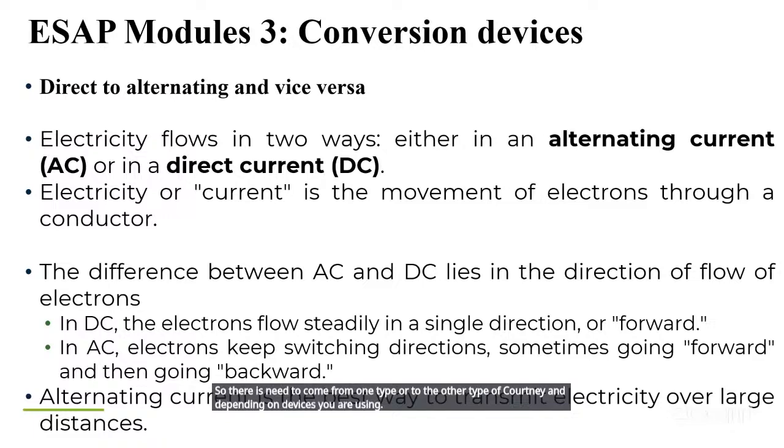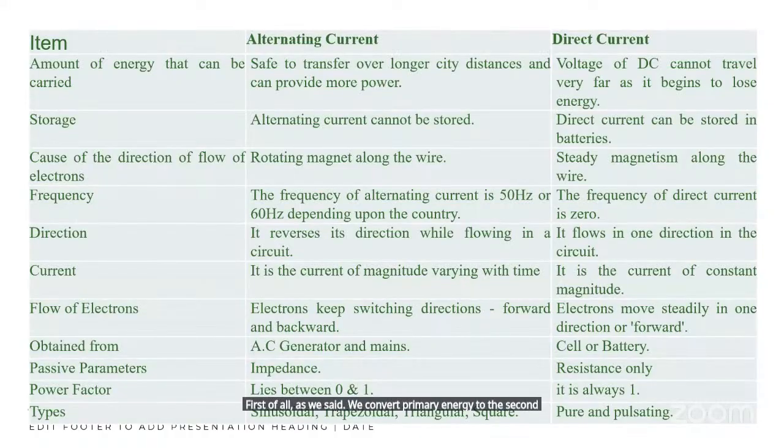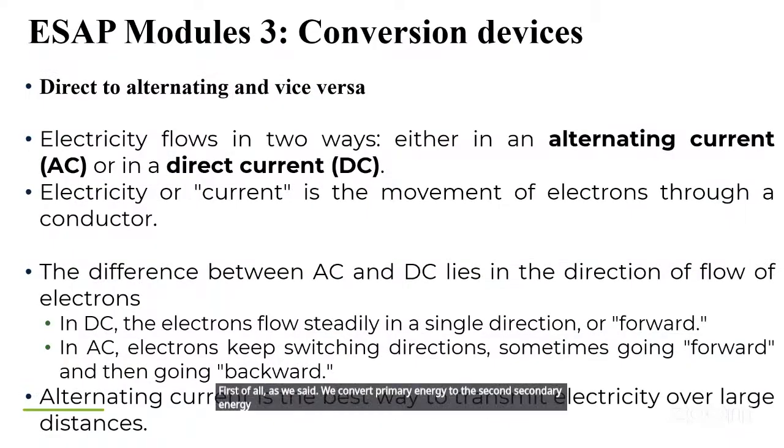So let's first consider direct to alternating current. First of all, as we said, we convert primary energy to the secondary energy, whose carrier is electricity. So what is electricity?